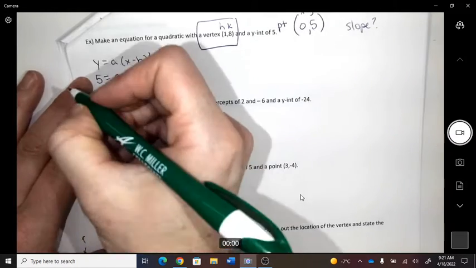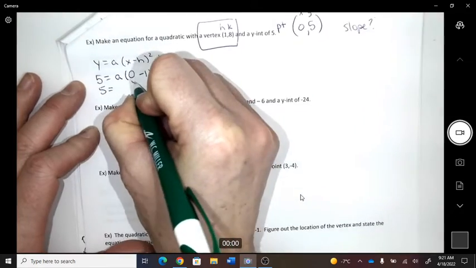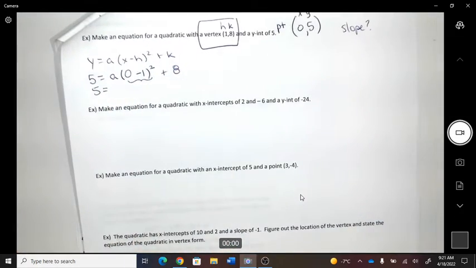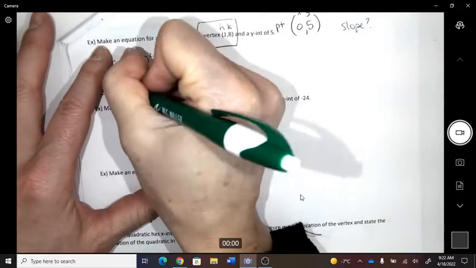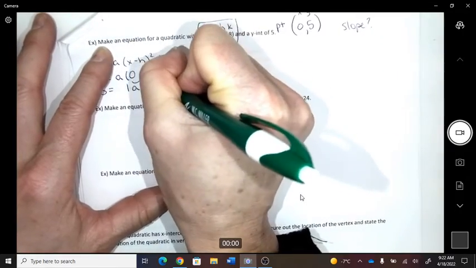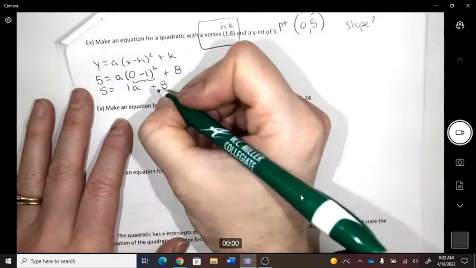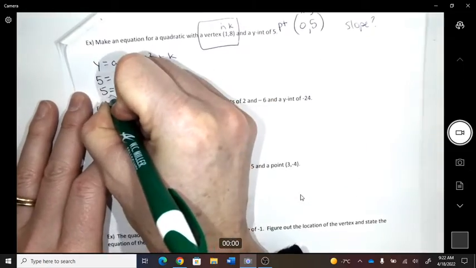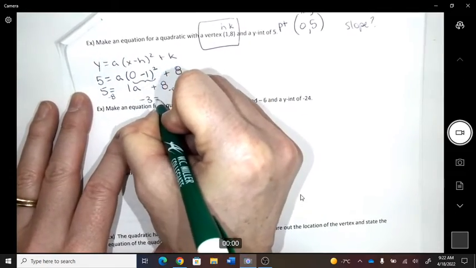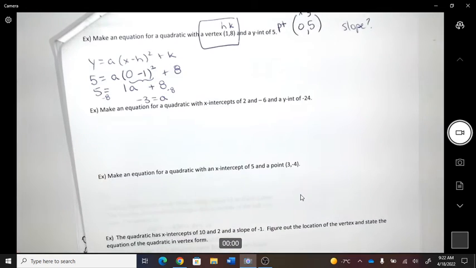Okay, so my algebra here. So this would come to be negative 1 squared, which is positive 1. Right? Negative 1 squared is actually positive 1. Now I'm going to have to subtract 8. So my slope is negative 3.